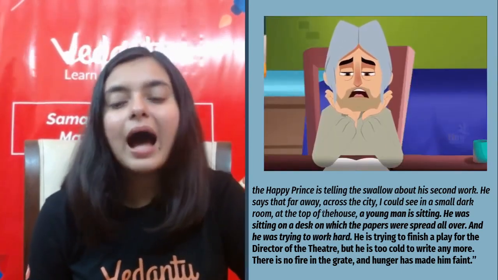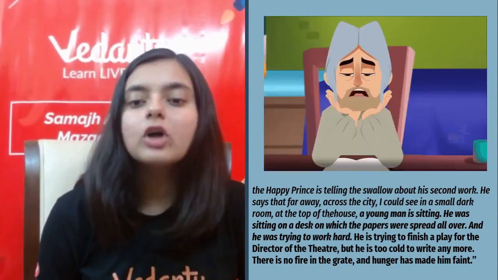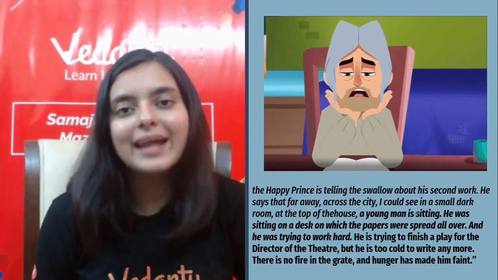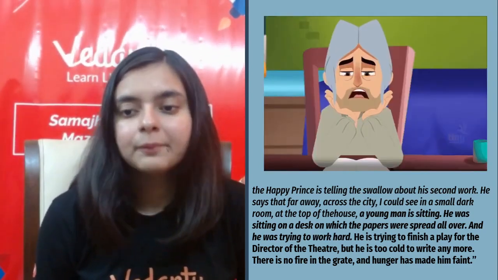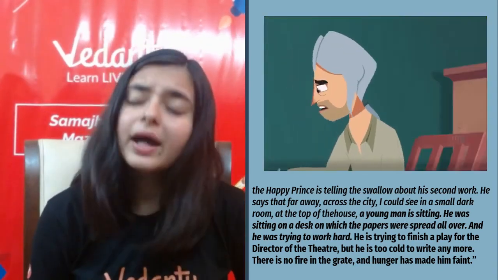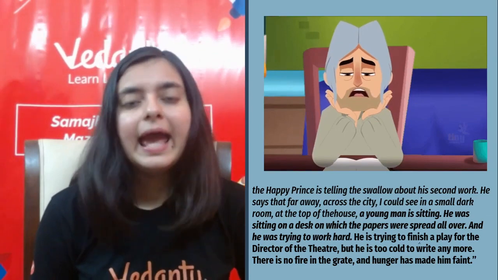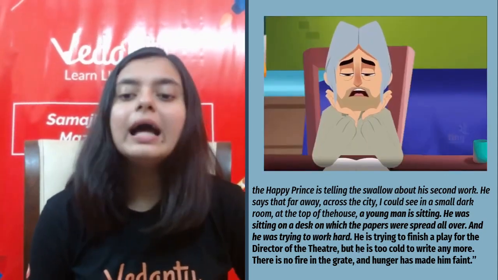He says that far away across the city, I could see in a small dark room at the top of the house, a young man is sitting. Okay, he was sitting at a desk on which all the papers were spread. What was he trying to do? He was trying to finish a play. He was writing, and he was trying to finish a play for the director of the theater.